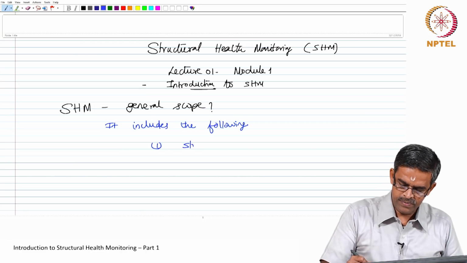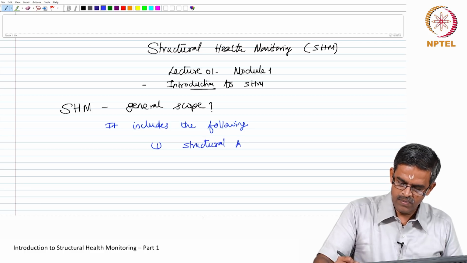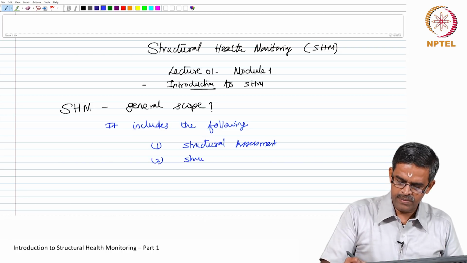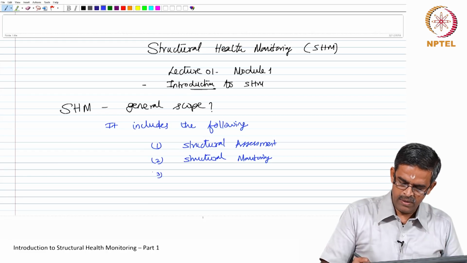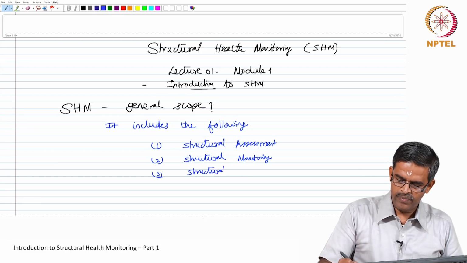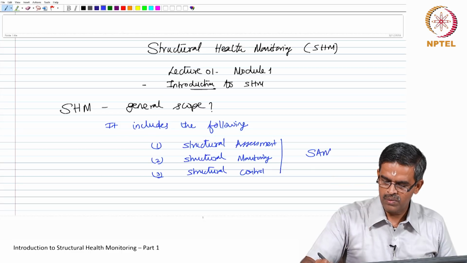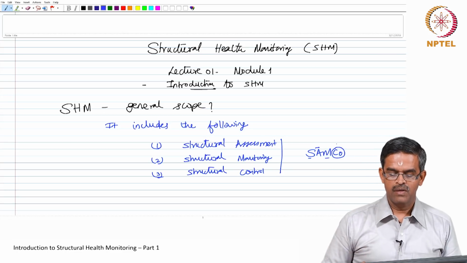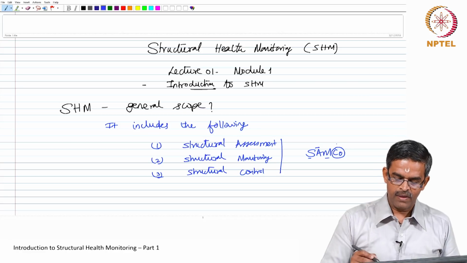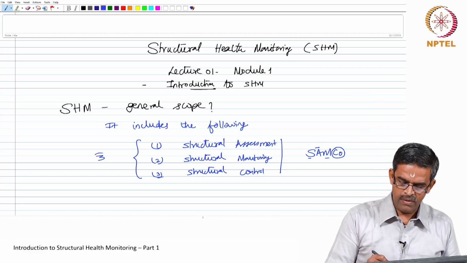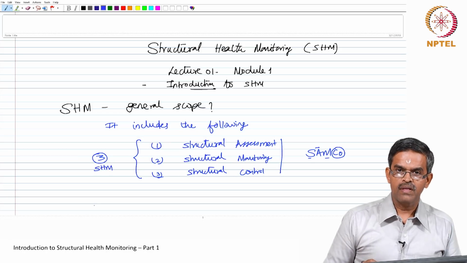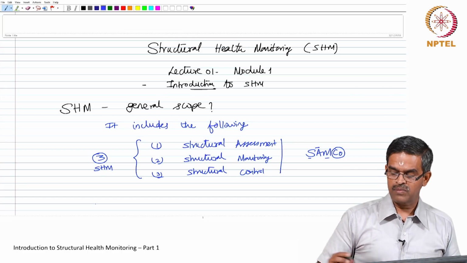Structural assessment, structural monitoring, and structural control. This can also be abbreviated as SAMCO: structural assessment, monitoring and control. So, friends, one can see very clearly there are three components which are vital in SHM. Let us first understand the scope of each one of them separately.